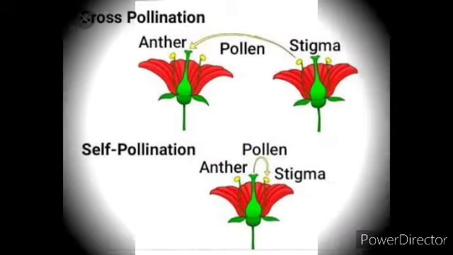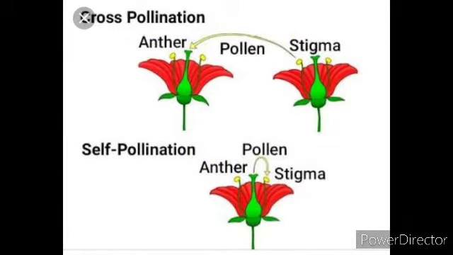Now it's time to know about pollination. Pollination is a process in which the pollen grains from the anthers are transferred to the stigma of a flower of the same species. There are 2 types of pollination: self-pollination and cross-pollination.